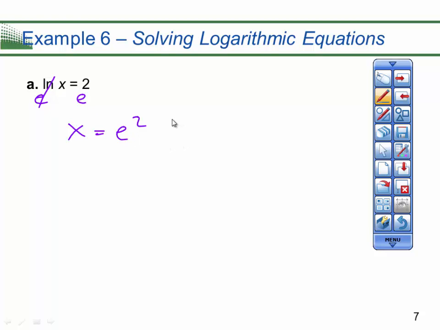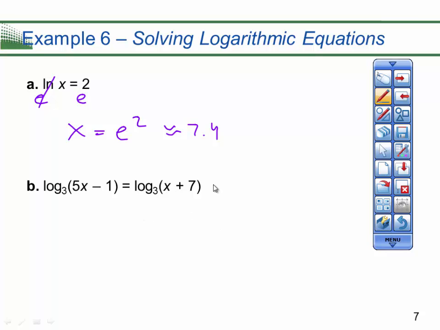If you were to round that to the nearest tenth, you'd get about 7.4-ish. Okay, so you definitely have to solve problems like that. Let's try a little bit more difficult one here.